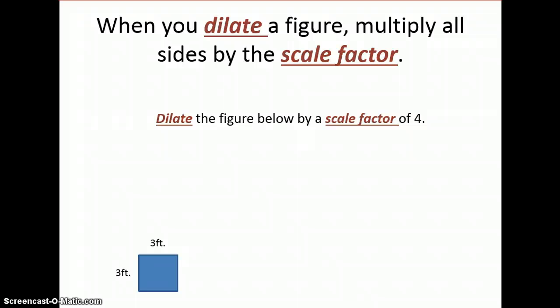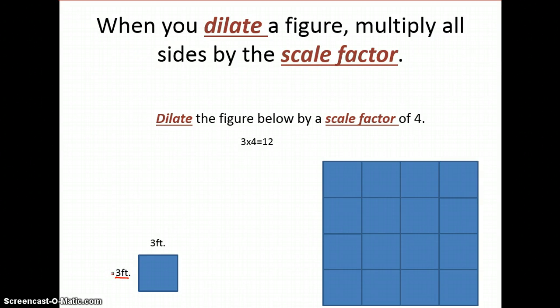If we were to dilate the figure below by a scale factor of 4, that means I would take the length and multiply it by 4, and the width and multiply that by 4. And I would have a 12 by 12 square.